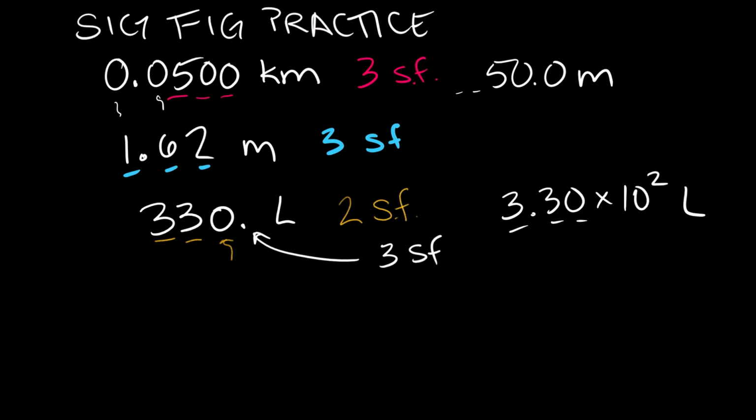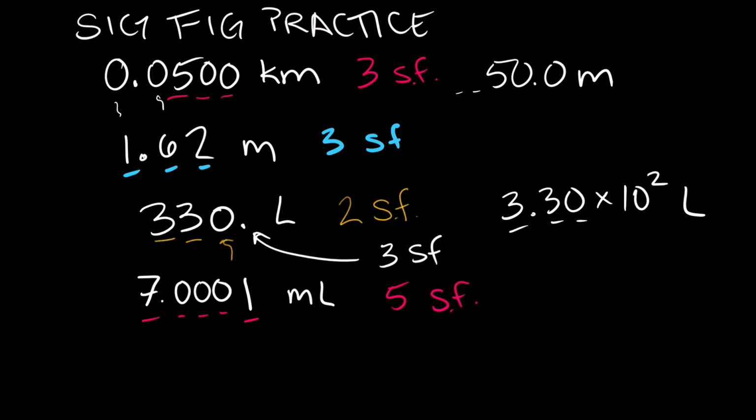Okay, looking at another example. Let's look at the example 7.0001 milliliters. In this example, we have the 7 and 1, which are definitely not 0, so they're significant. Any zeros between 2 non-zero numbers are always significant. So that number there is going to have 5 significant figures or significant digits.